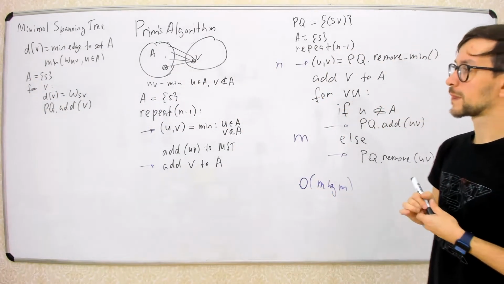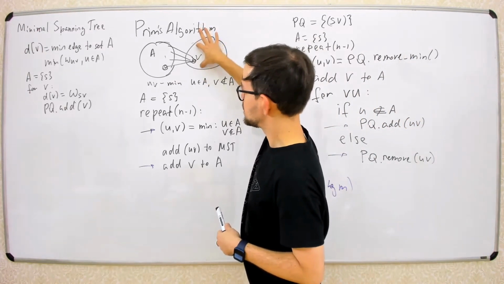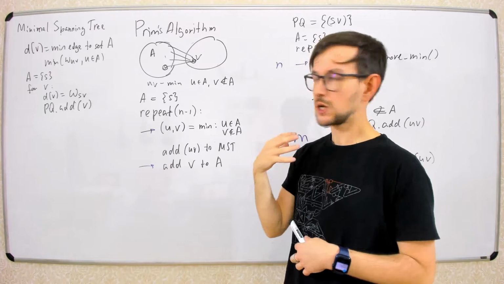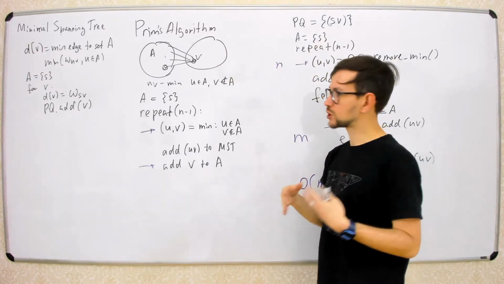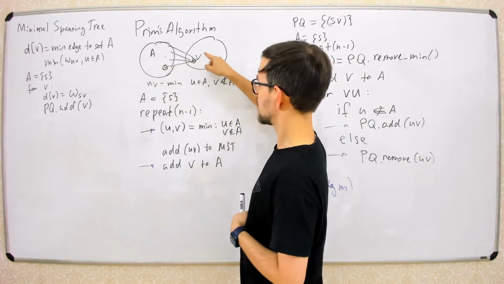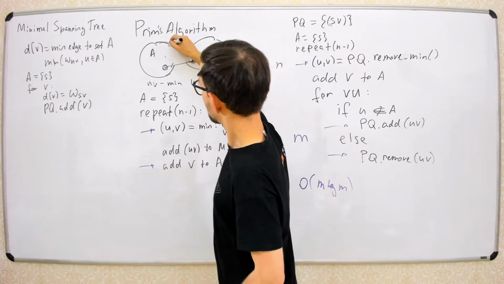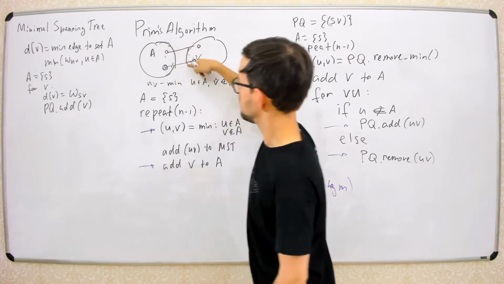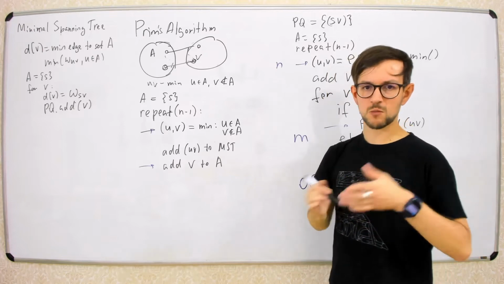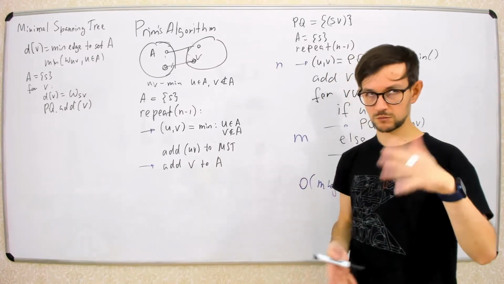Now, what we'll do, we will take the minimal D from all these elements here. So again, we want to find the minimal edge which connects set A and everything else. For each node, we remember one minimal edge. And now for all these nodes, we will take the minimal one. So we will take the minimum of all minimums. It will be the minimum of all possible edges.